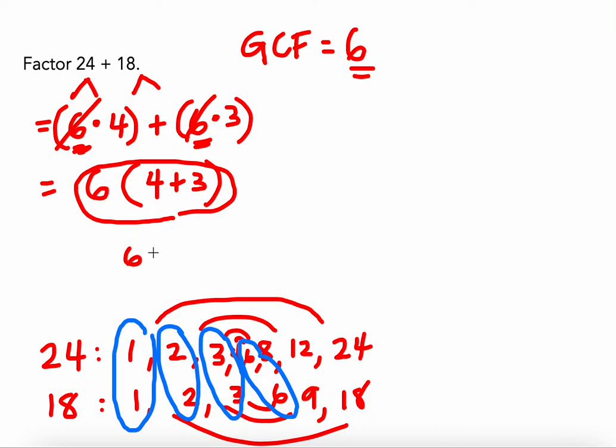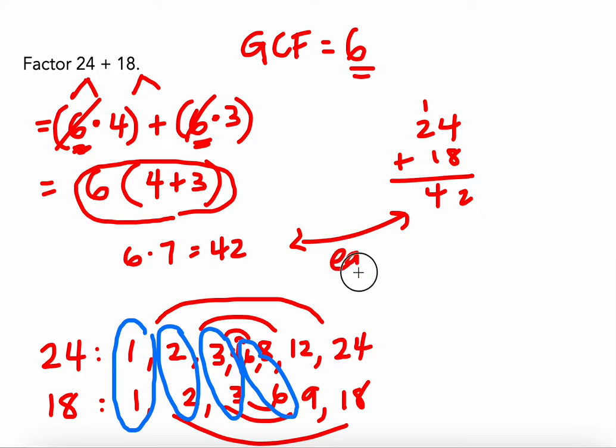This would really be 6 times 7, which is 42, and that should equal whatever 24 plus 18 is. Yep, that's 42. They are equal to each other, and they should be because we're rewriting it just in a different way. Okay, so that's basically what factoring out a common factor looks like. You're taking out the factor that they both share, and then whatever factor was left over, you keep inside the parentheses.